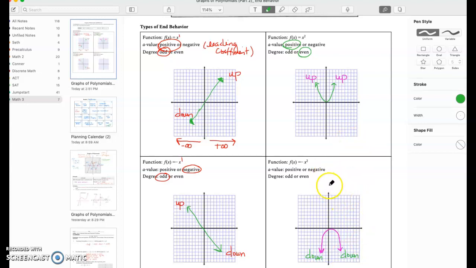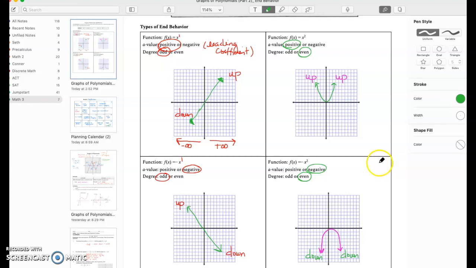And again, this is because we have a negative leading coefficient. So that's the transformation and the reflection. And then we still have an even degree. Those are the only 4 types of end behavior that are possible with polynomial functions.